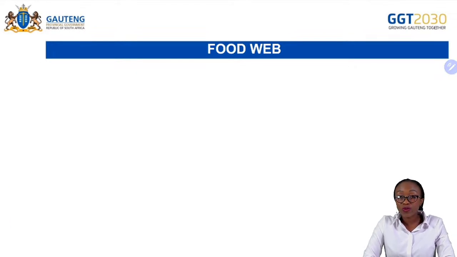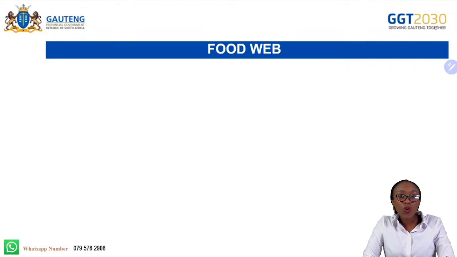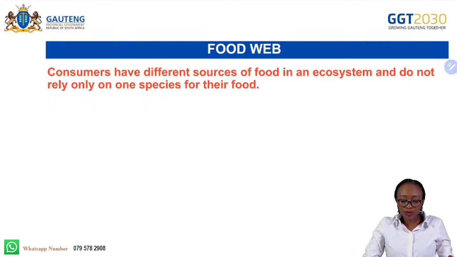Let's learn about the food web. So far we've learned about energy flow, energy transfer, energy loss. We've learned about the energy pyramid, and we've learned about the food chains. Now we're going to learn about the food web.